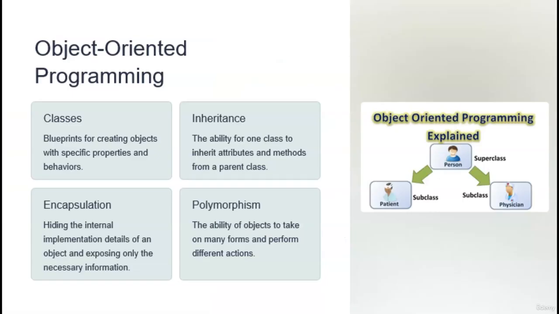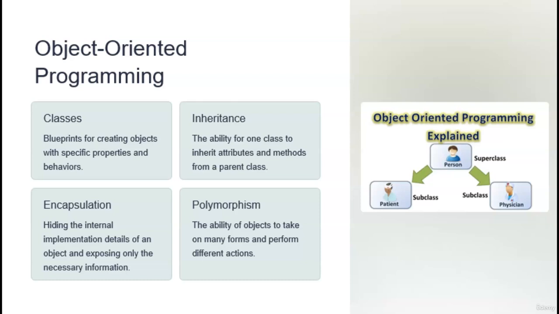Moving on to object-oriented programming. It is a programming paradigm that's based on the concept of objects, which are instances of classes. If we talk about classes, a class is a blueprint for creating objects. It defines the properties and behaviors that the objects will have. For example, you might have a class called car that defines properties like color and speed, and behaviors like drive and stop.